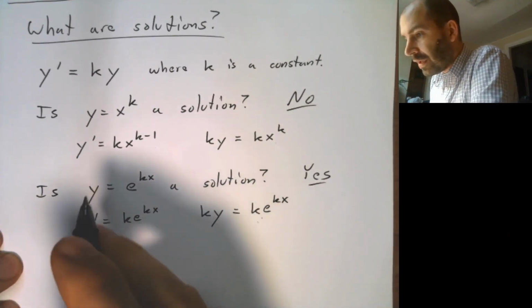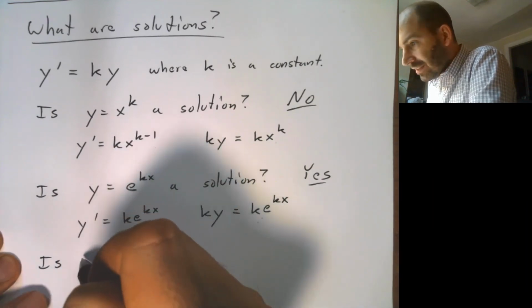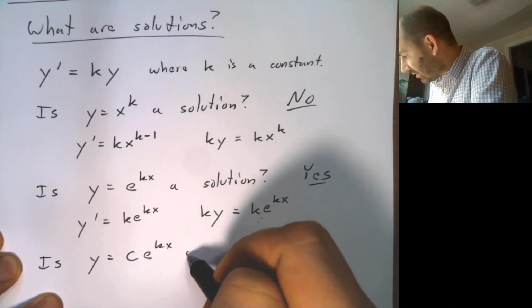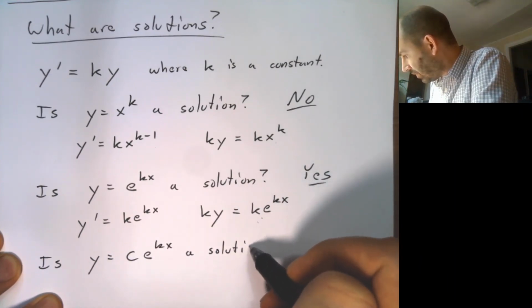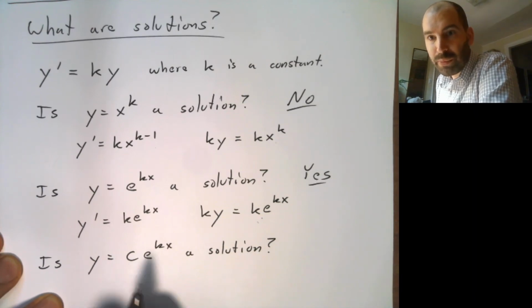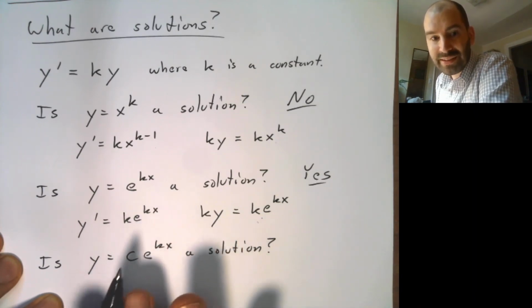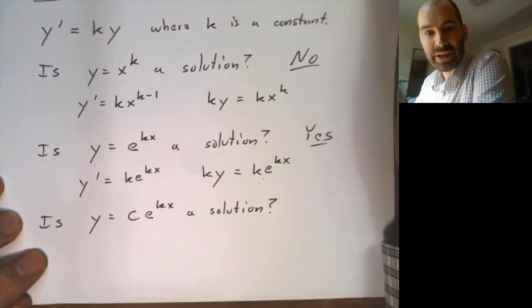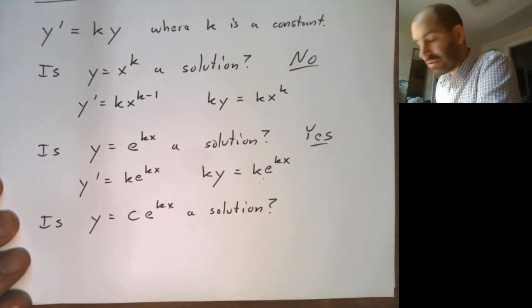Let's do another one. Is y equals c times e to the kx a solution? Now, c, if I don't say otherwise, or if the book never says otherwise, always assume it's a constant. C stands for constant. So it doesn't depend on x, it's just a number. Okay? So is that a solution?